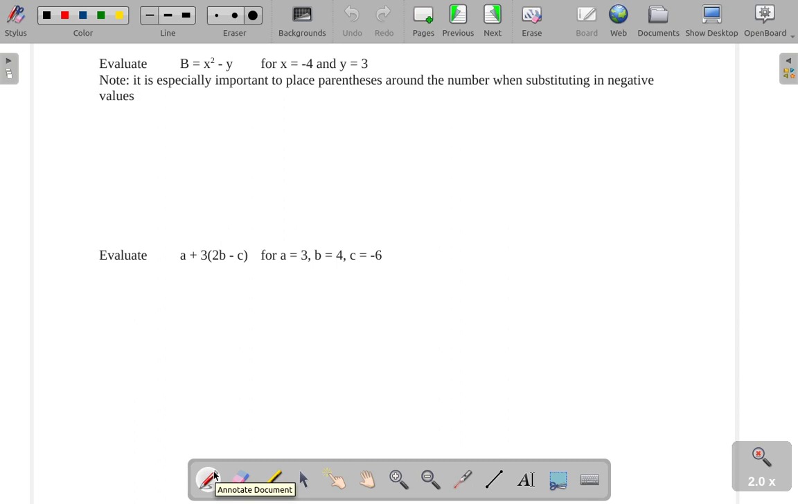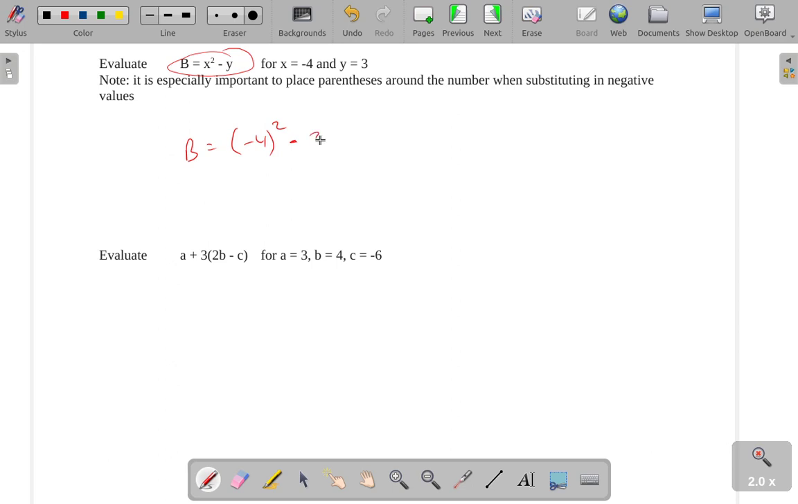When we're evaluating a formula and we're substituting in negative values, it is especially important to put parentheses around the number. So if I said evaluate this expression when x is negative 4 and y is 3, then I need to make sure that when I plug in that negative 4 for x, I put it inside parentheses before I deal with any of the other stuff here. You can see this square occurs outside the parentheses.